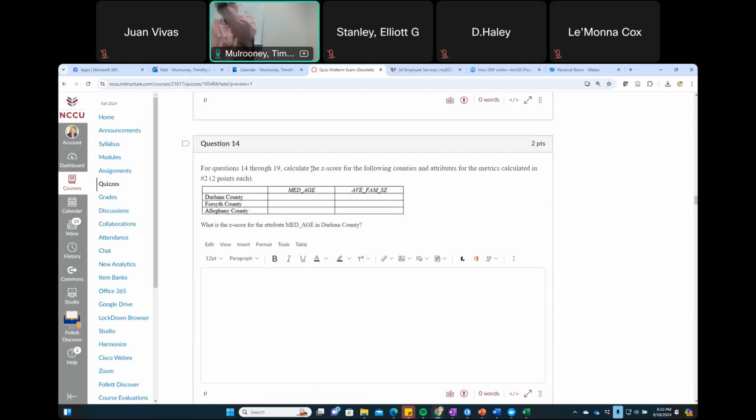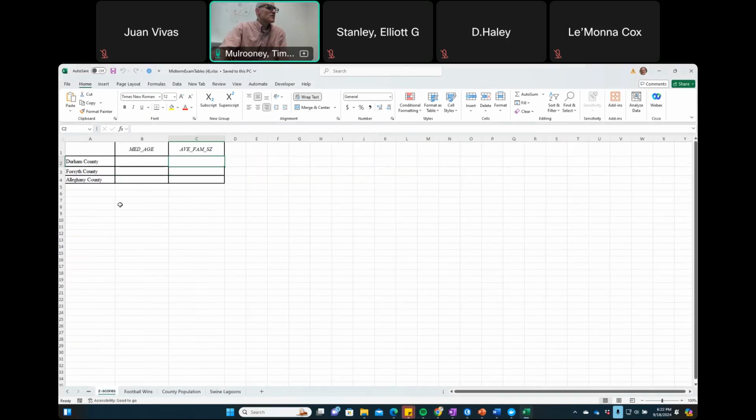Now with this, calculate the Z-score for Durham County, Forsyth County, and Allegheny County. So Z-score, Durham County, Forsyth, what's the little formula here for Z-score? I'm going to point this out for everyone. What's the formula? We want to calculate Z-score equals what? What's that? X minus the X bar divided by this thing here. All right, what's this thing stand for? Standard deviation. Where do you get that from? Statistics that you calculated in the previous question. What's X bar stand for? Average. Where'd you get that? Previous question.